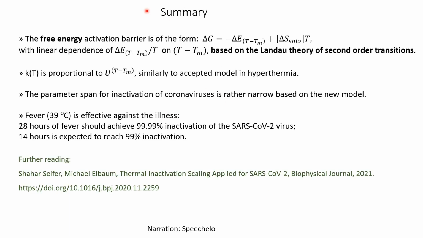In summary, the free energy activation barrier is of the form shown, with linear dependence of delta E over T on T minus Tm. That is based on the Landau theory of second-order transitions. Kt is proportional to U to the power of T minus Tm, similarly to the accepted model in hyperthermia. The parameter span for inactivation of coronaviruses is rather narrow based on the new model.